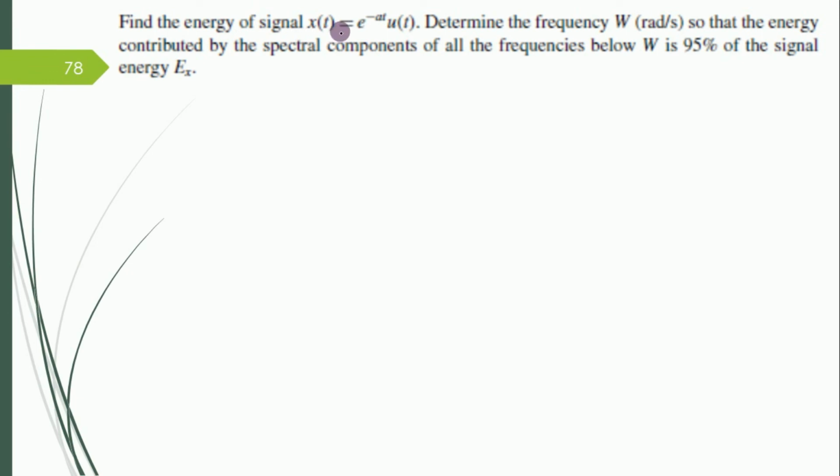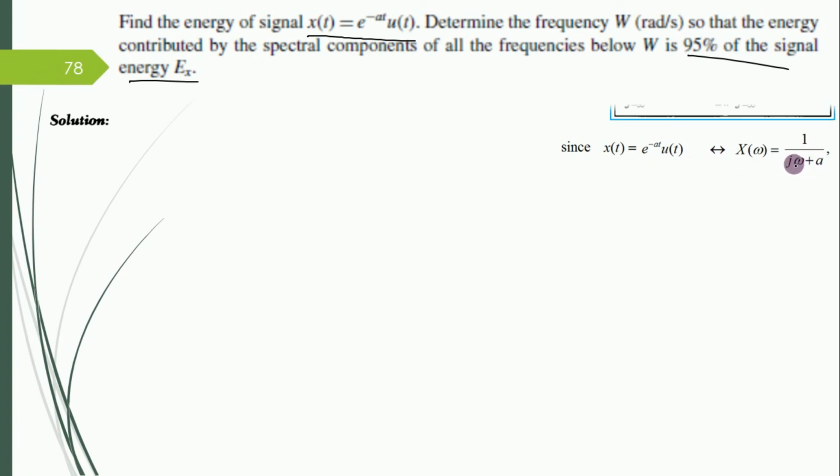Now, it's a solved problem in your textbook. Find the energy of the signal x of t equal to e raised to minus at u of t. Determine the frequency capital W rad per second, so that the energy contributed by spectral components of all frequencies below W is 95% of the signal energy Ex. Ex is the total energy. Since x of t is e raised to minus at u of t, its FT pair is 1 by j omega plus a, that we already know, and it's the Parseval relation.